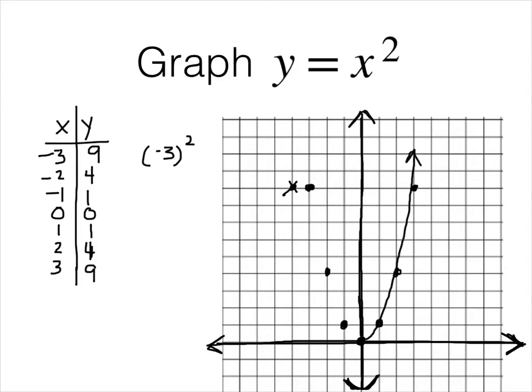Okay. And there's our parabola. Try to make it curved. It's not a V-shaped graph. It's a quadratic graph. And that quadratic graph is U-shaped. So there's no straight lines here. It is a curve. No straight lines. All right, let's look at graphing by transformation.